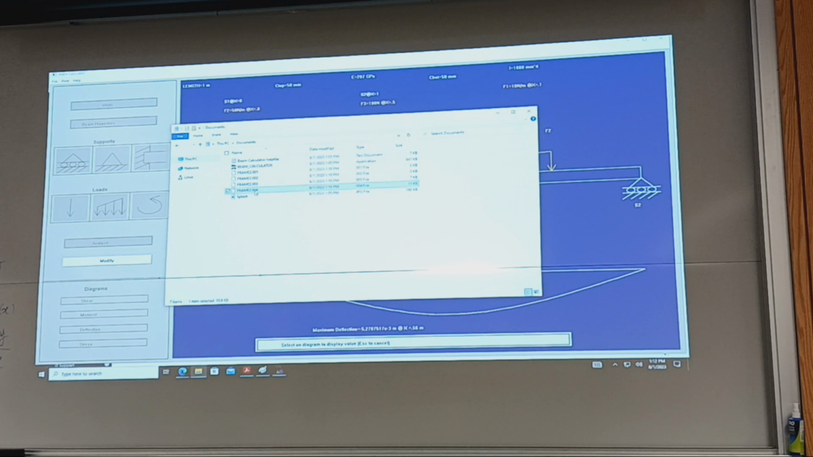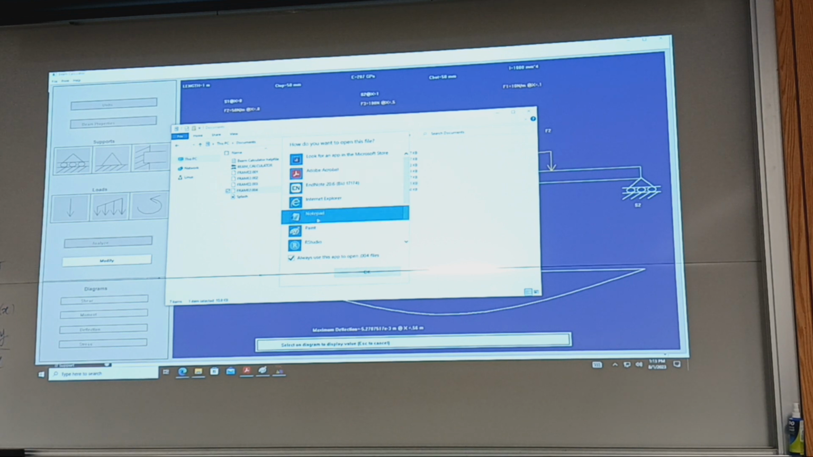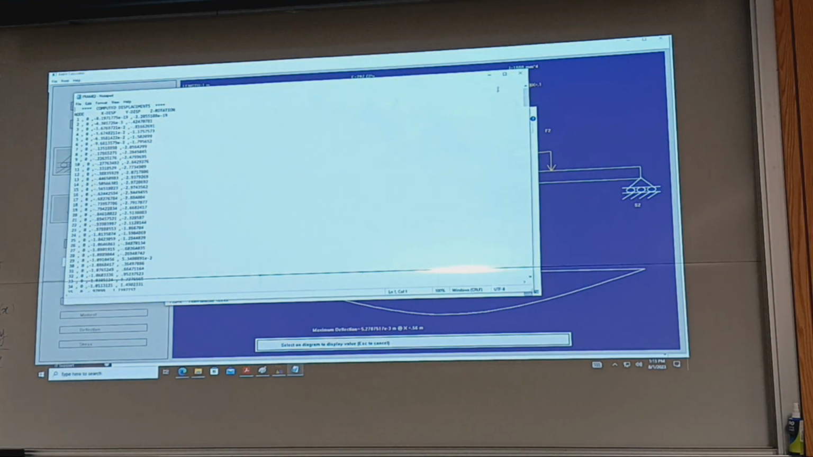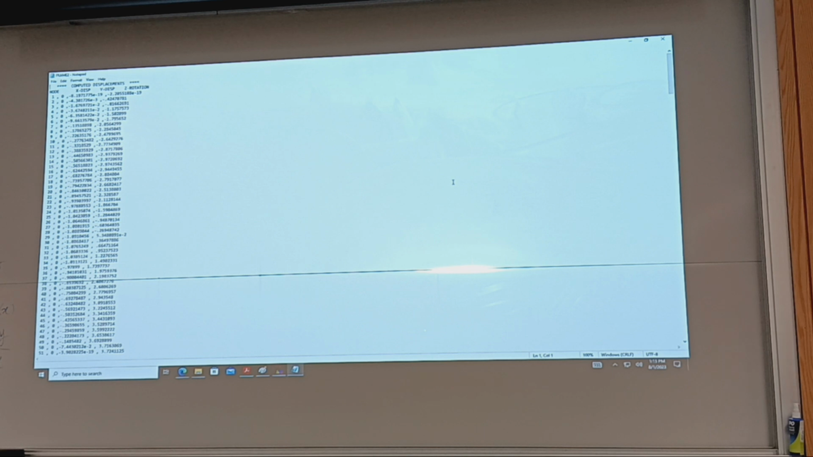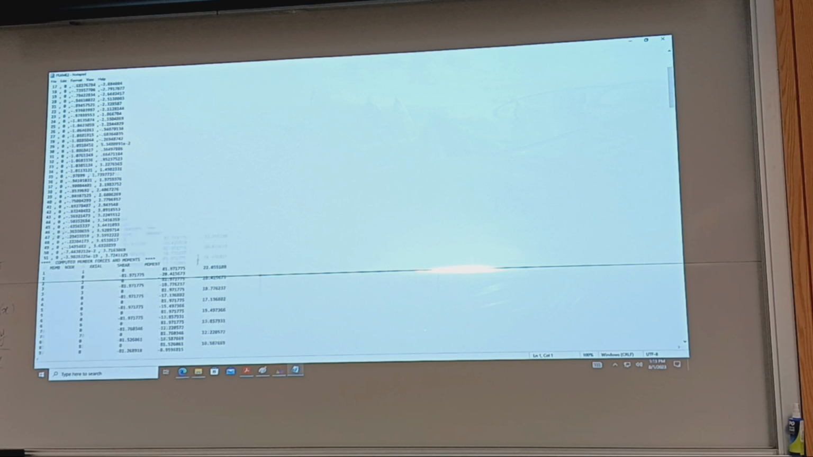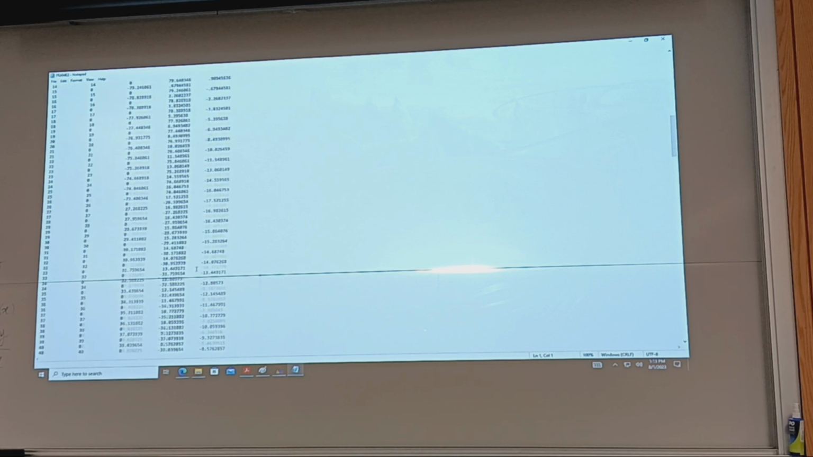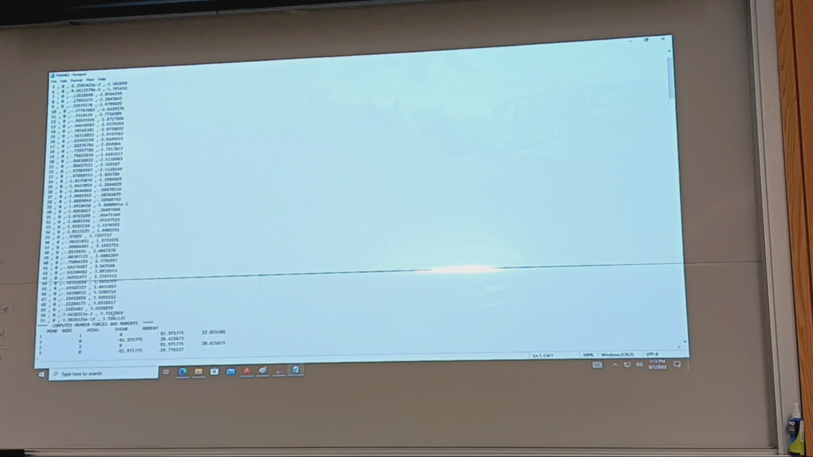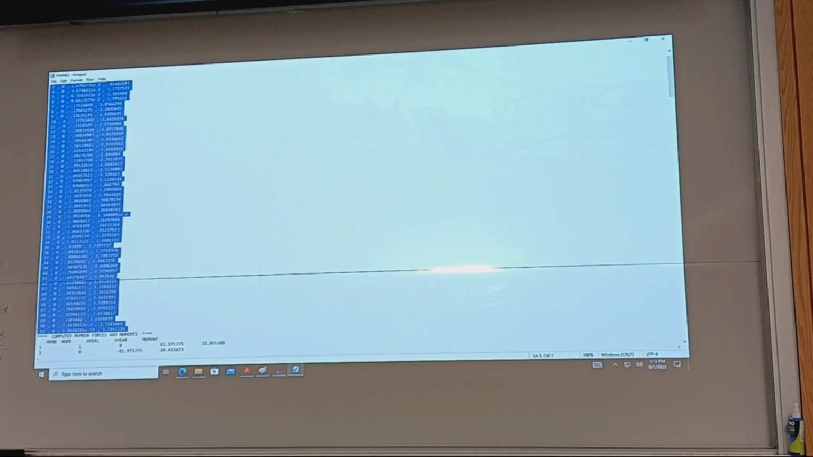How do you open this with Notepad? Open with, more apps. Okay, more apps. All right, so you're looking here at the computed displacement: X displacement, Y displacement, Z rotation. And then there are forces. So the graph of interest is this one, which has 51 nodes.